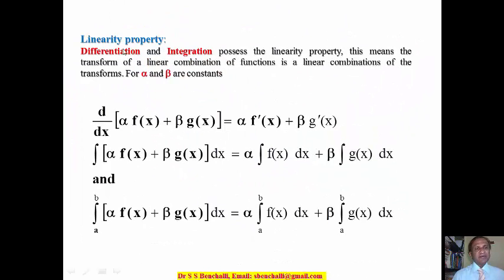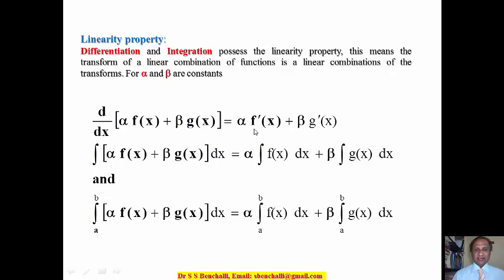Is it clear? And we are already familiar with the linearity property in differentiation and integration. Suppose if I apply differentiation on alpha times f of x plus beta times g of x, where alpha is a constant, beta is a constant. Keep constants as it is. Apply derivative on the function.